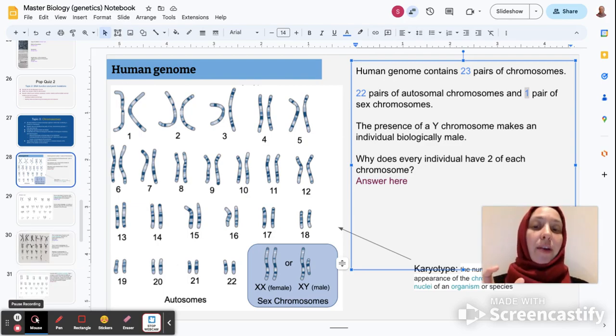But I do have a question for you now. Why do we have pairs of each chromosome? For example, let's take a look at chromosome 8. Why do we have a pair of chromosomes? Where do you think we get each of these chromosomes from? Right, so essentially, one chromosome is from the female parent, or parent A, and one chromosome is from parent B.